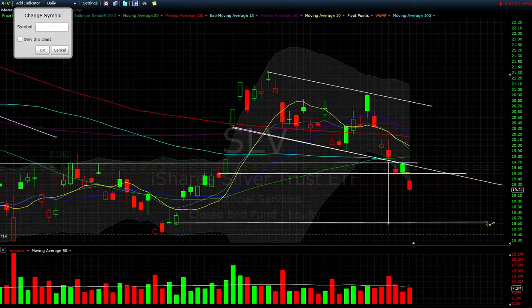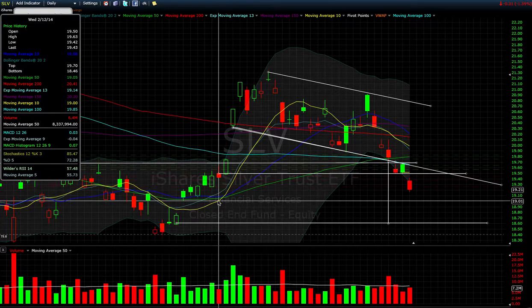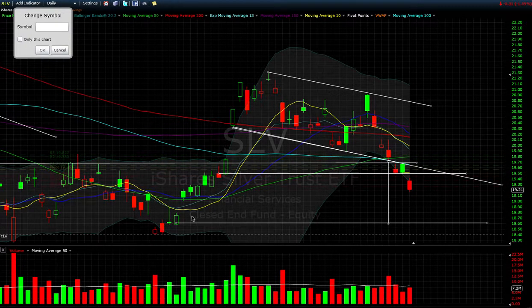I mean, if you're longer term, it's no big deal because silver is going to bounce eventually. So if you're a longer term trader, there's no problem. You could just hold it. There's nothing wrong here. And your gap window is at $19, and your next gap fill.